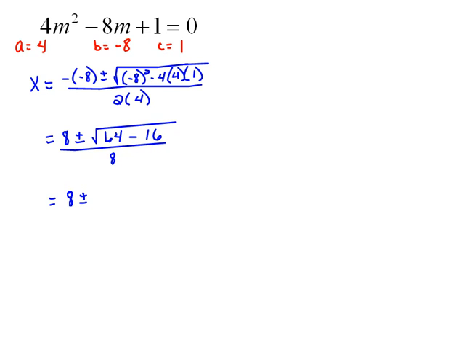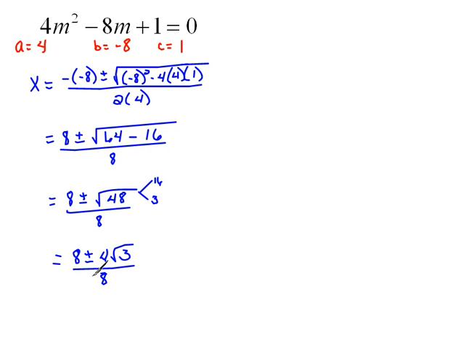So 8 plus or minus the square root of 64 minus 16 would be 48 all over 8. And now keep simplifying. The square root of 48 can be broken down because 48 is 16 times 3. So this would simplify into 8 plus or minus the square root of 16 would be 4, and then we would still have the square root of 3 left underneath the radical, all over 8.